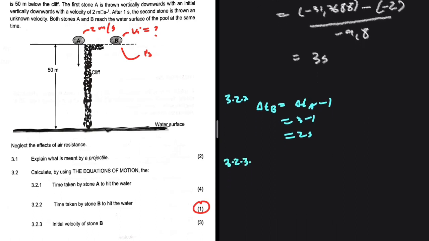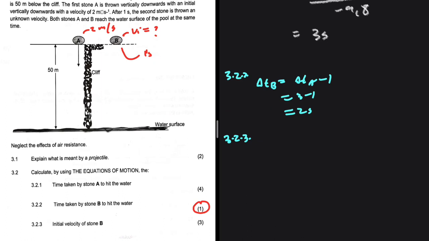3.2.3, the initial velocity of stone B. So let's look at the information that we have with regards to stone B, and then an approach is going to present itself. That's how it works. So we have delta T, which is equal to 2 seconds. We have VI, which is what you're interested in. We have delta Y, which is minus 50, because up is always positive, common sense. And then our acceleration is minus 9.8. What else am I missing? I have delta T, I have VI, I have delta Y, I have the acceleration. What am I looking for?